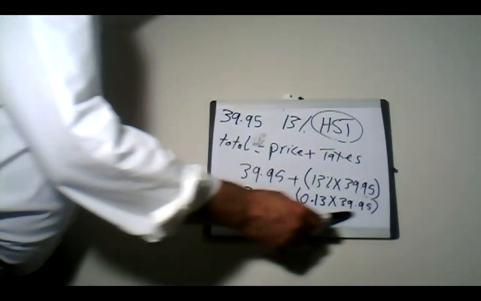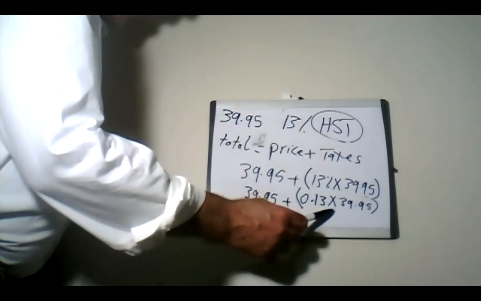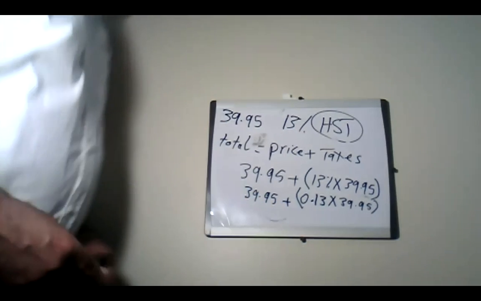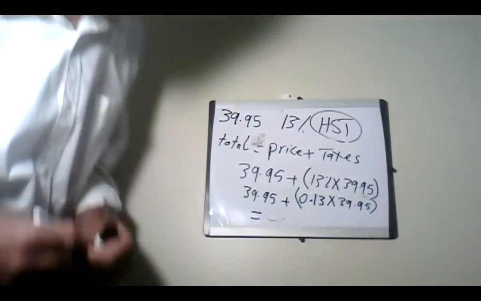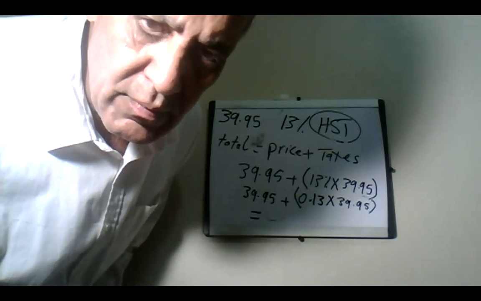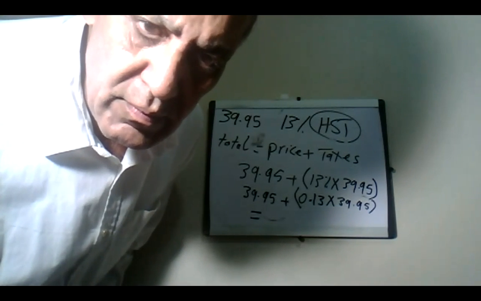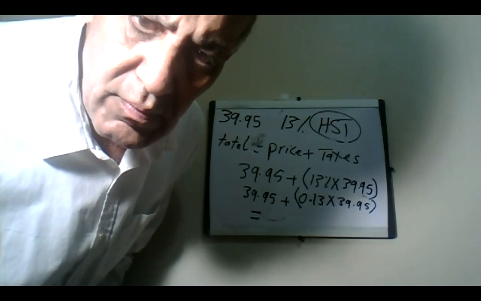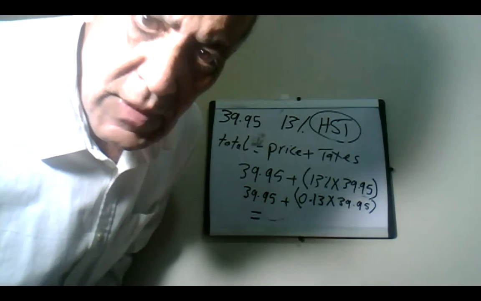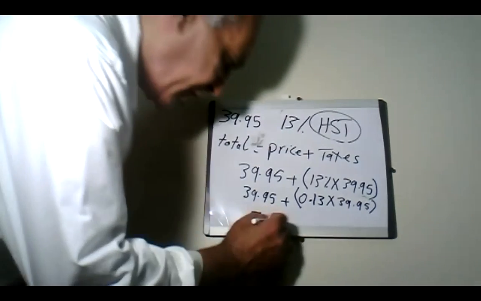First, you will finish the multiplication. Then after that, you will add this to the 39.95, and this will give you the total sales price, which I believe will be 45.14. Equals 45.14.